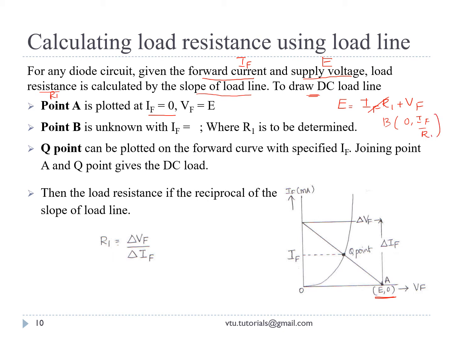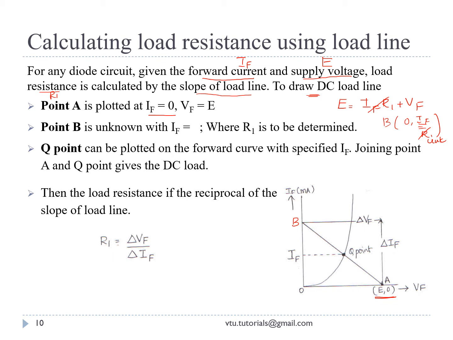In this case, R1 is unknown. So we have to determine the value of R1, but the value of IF is given. You cannot determine the point B now. Then we'll move to the next point on the DC load line, which is the Q point. B cannot be determined as the resistor R1 is unknown. To draw a DC load line, you need at least two points. So B is not there. Now let's check with the Q point.